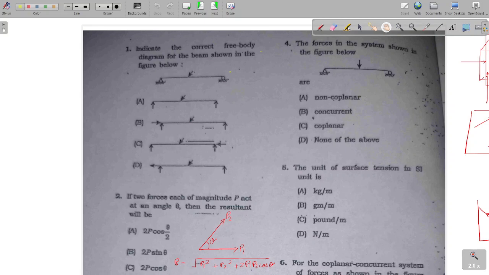So first, let's understand what is a free body diagram. In short, we call it FBD. When we remove all the support conditions and just depict the loading that's acting through that support, we call it FBD. Suppose there is a fan in everyone's houses.